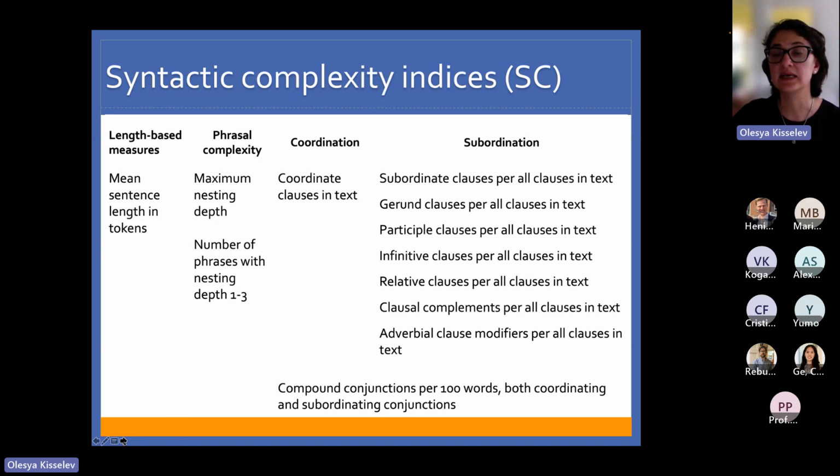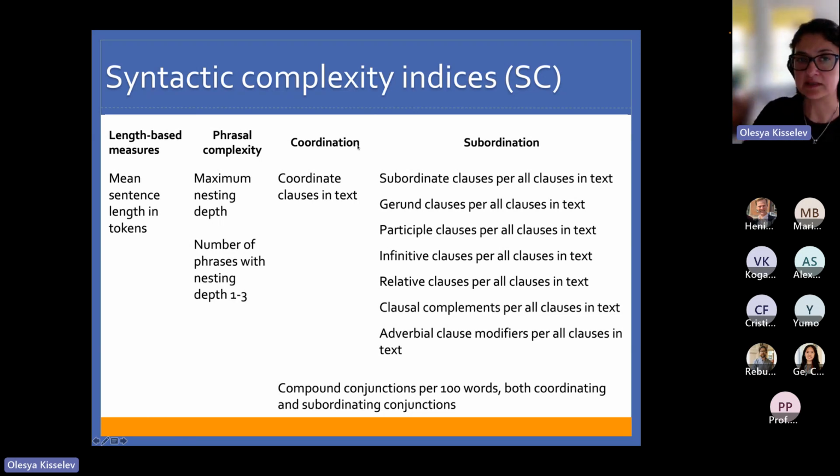So these are all the complexity indices that we looked at. We looked at some length-based measures as simple as mean sentence length. Here we also implemented a methodologically new idea for measuring phrasal complexity. We basically counted nesting depth. We counted how many embedded clauses are in each phrase, and basically in each sentence. And we looked at the maximum nesting length, just to see whether we can assign this idea of a shallow syntactic depth. So we looked at the number of phrases with nesting depth between 1 and 3 embedded phrases.